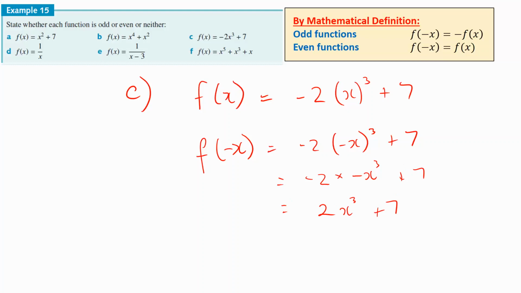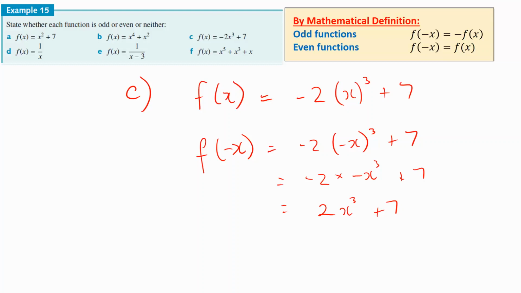Now this is your first question. Is this equation the same as the original f of x? No, because that's a negative and that's not. So it can't be even. But if it's to be odd, that means if I put a negative here, negative f of x, it should be positive and this should be a negative. But if you look at this one, this is positive, this is positive. So it's not odd and neither is it even. Does that make sense?